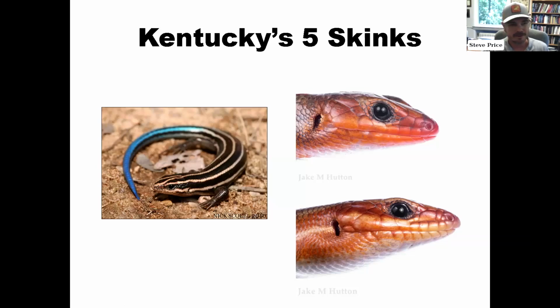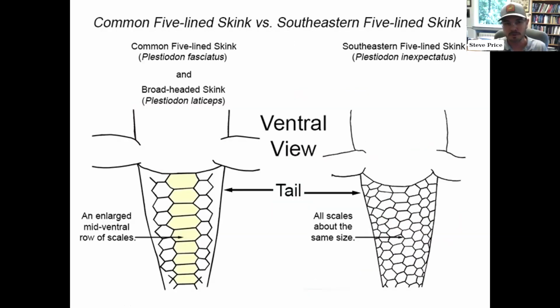One is called the common 5-line skink, and one is the broadhead skink. And the way you tell these 2 animals from one another is you have to count the scales on their lips, called labial scales. So the common 5-line skink has 1, 2, 3, 4. The broadhead skink has 1, 2, 3, 4, 5. It's a bigger head. It has more scales. That's really the only way you can differentiate between these animals. And then from our broadhead and common 5-line skink, there's another one called the southeastern 5-line skink, which has 4 scales on its lips, but it has a broader center scale row on its tails.